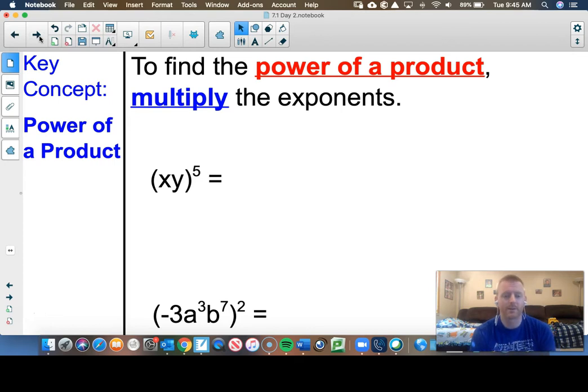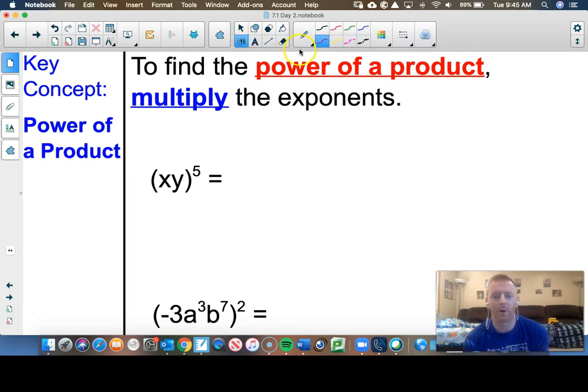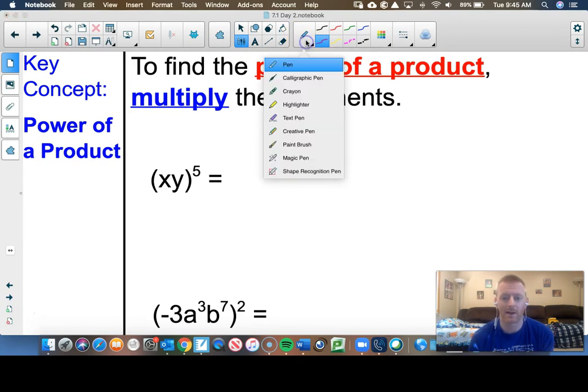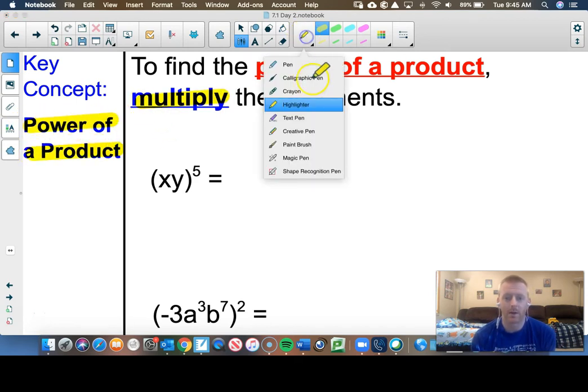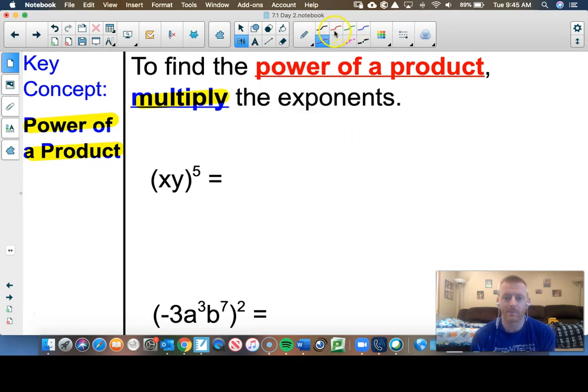So we're going to roll through this. The big key concept for part 2 of lesson 1 right now is that when we find the power of a product, we need to multiply the exponents. That's something we already did, so it's a power of a power in my world, and we need to multiply. The way this looks is you take x to the first and y to the first, and that whole thing is being raised to the 5th power.